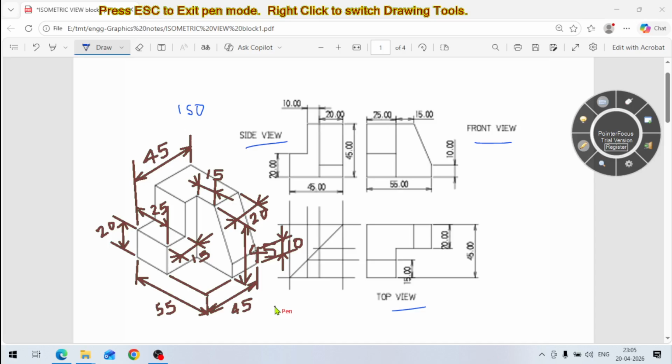So there may be such a type of question in the exam. Views are given here and you have to do the dimensioning of the isometric view. So this is the question here. Okay, give the dimensioning of the isometric view.